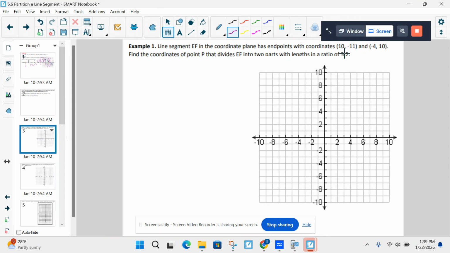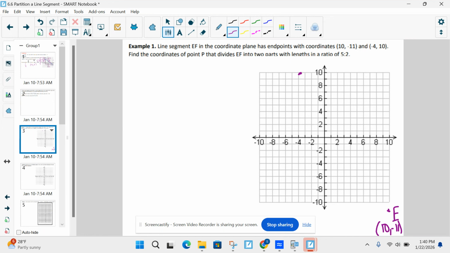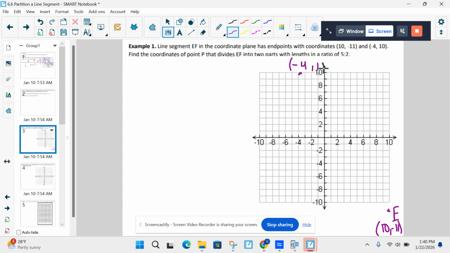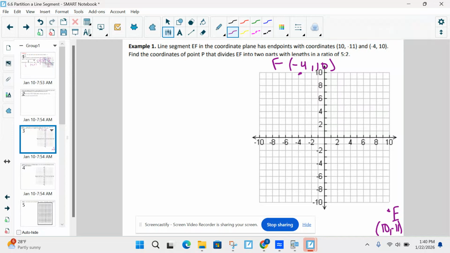Okay, so I'm going to plot 10, negative 11, which is about there. And then negative 4, 10, which is about there. So this is E at 10, negative 11. I like to write the coordinates next to the point. That way it's easy for me to think about how many over and how many up we have to go. And then this would be negative 4, 10 is point F.